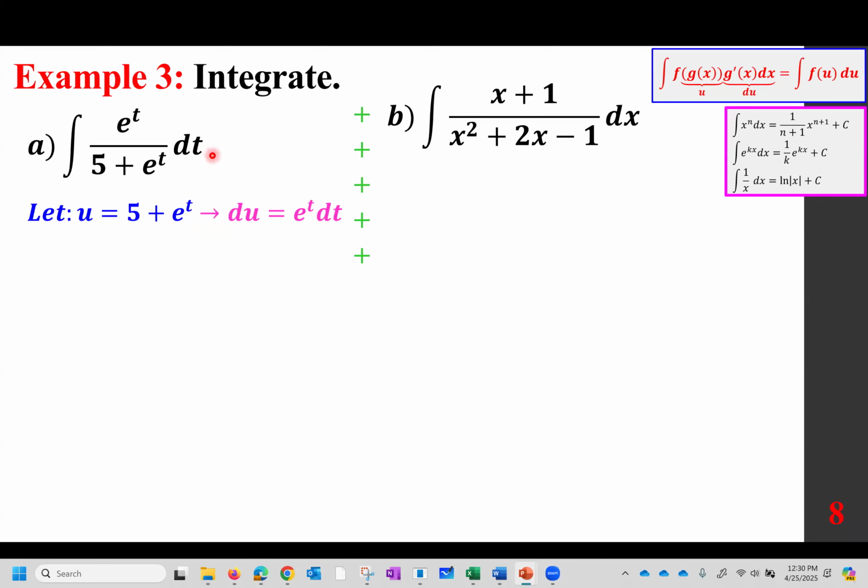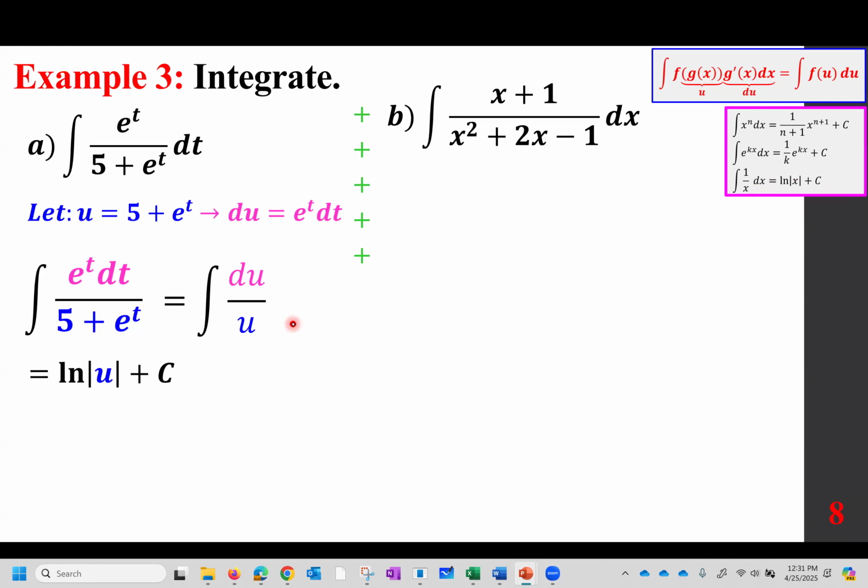Now it's important to know that if you have dt, dx, d theta, it's really part of the numerator. So I'm going to rewrite this as e to the power of t dt over the denominator, 5 plus e to the power of t. If by any chance this is not in the numerator, that's wrong. So you have du over u. And you know the integral of 1 over x dx is ln x. So this is also ln u plus a constant.